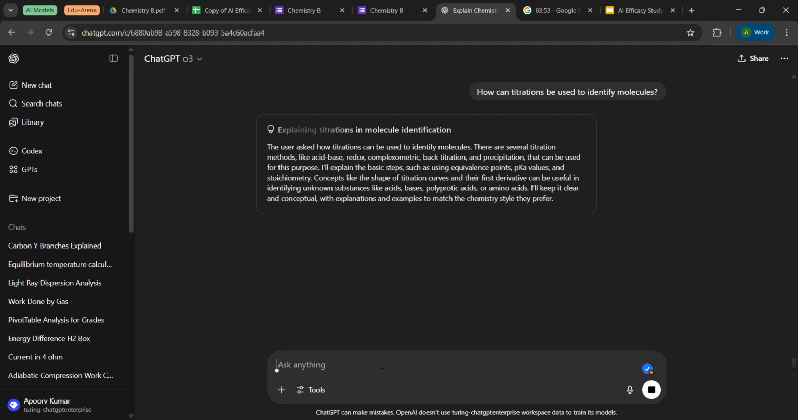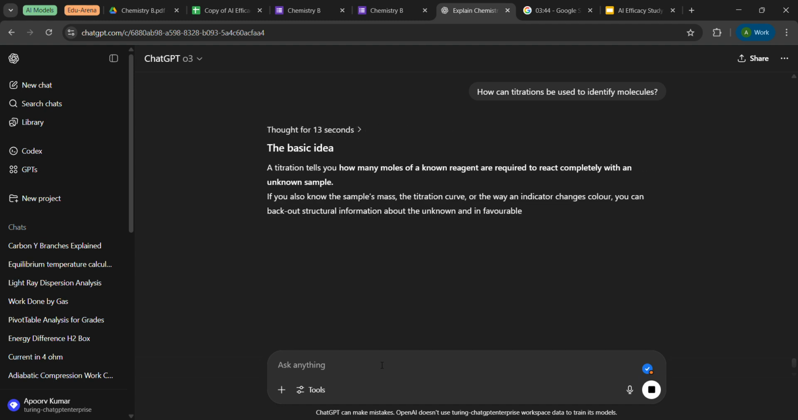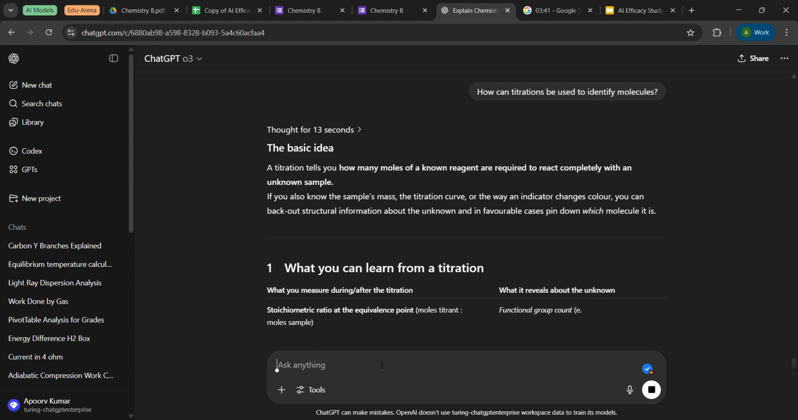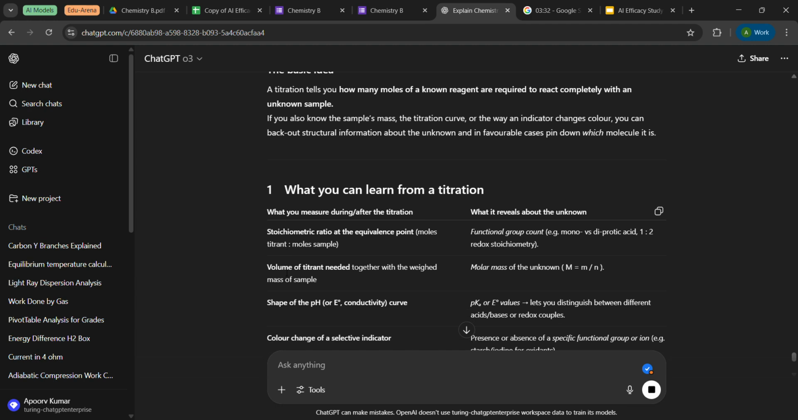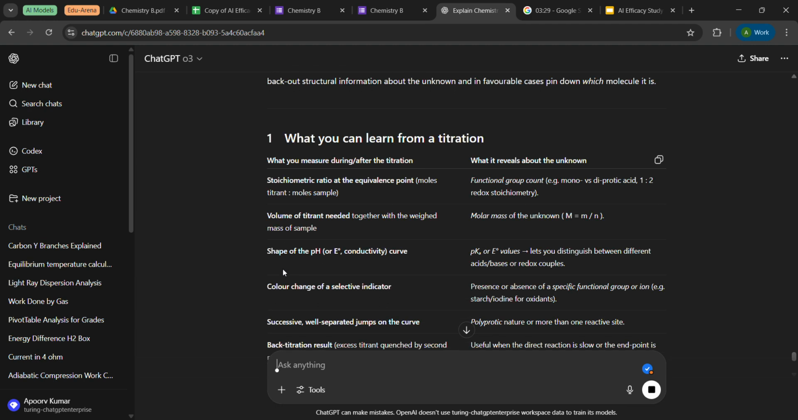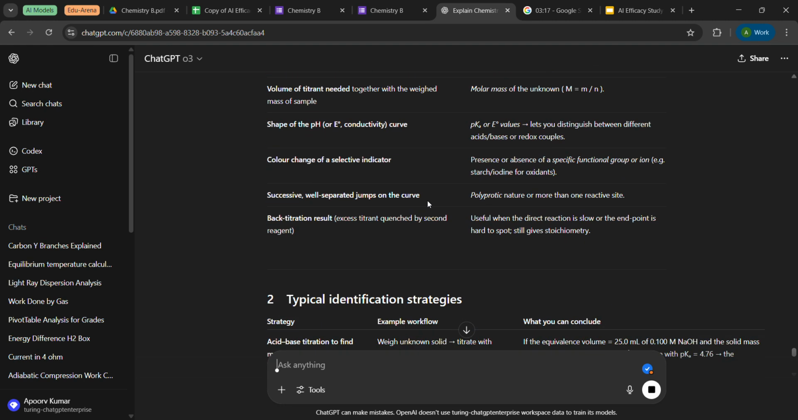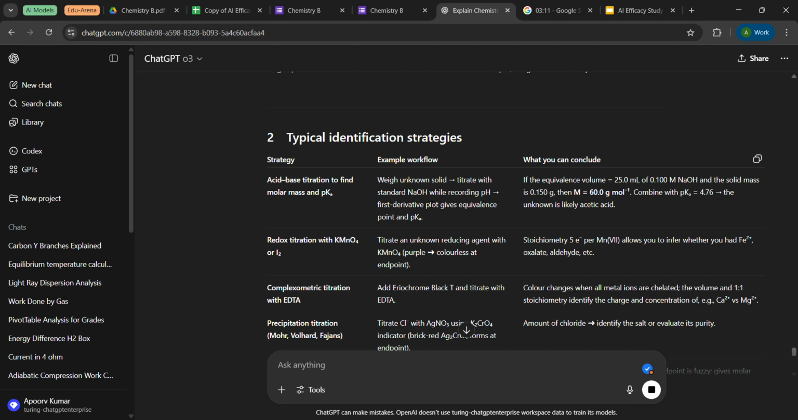How can titrations be used to identify molecules? So a titration tells you how many moles of reagent are required to react completely with an unknown molecule. Okay. What can you learn from a titration? What do you measure during a titration? Stoichiometric ratio at the equivalence point. Okay, what is this? Color change, presence or absence of a group or an ion.